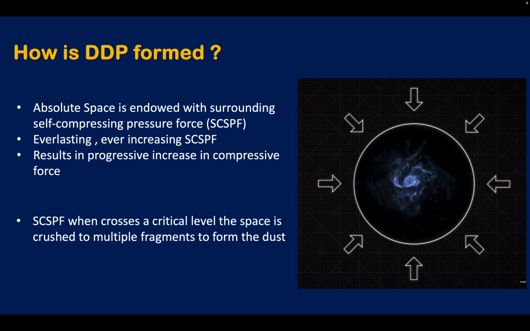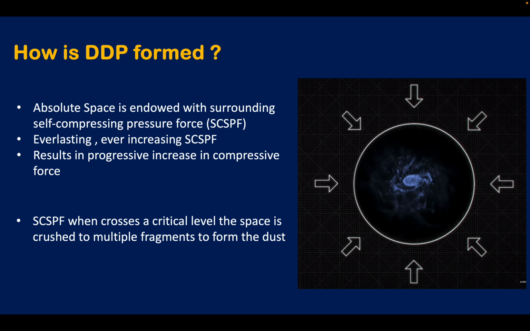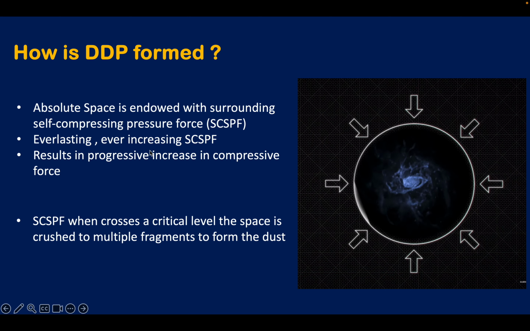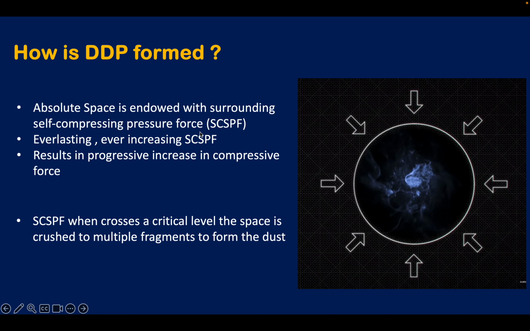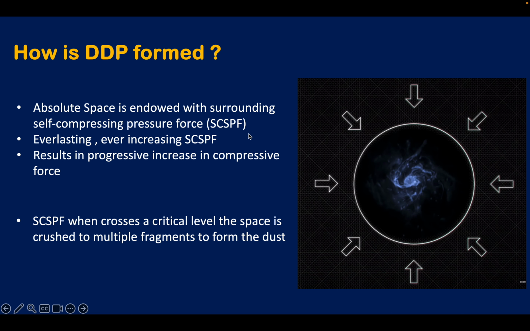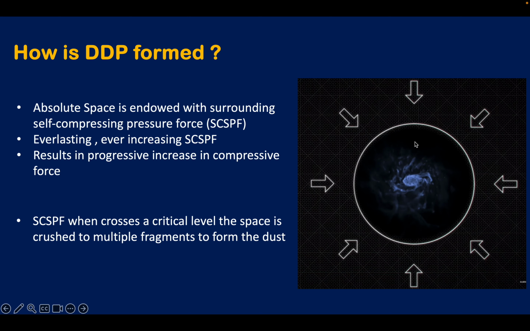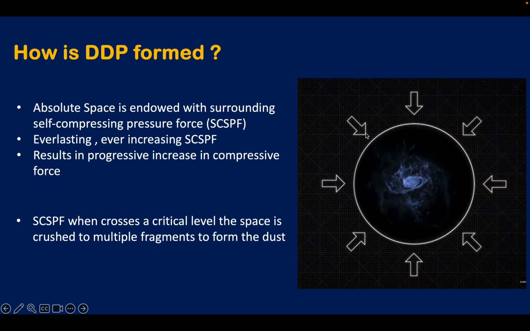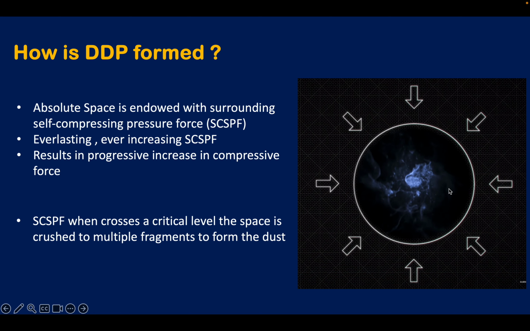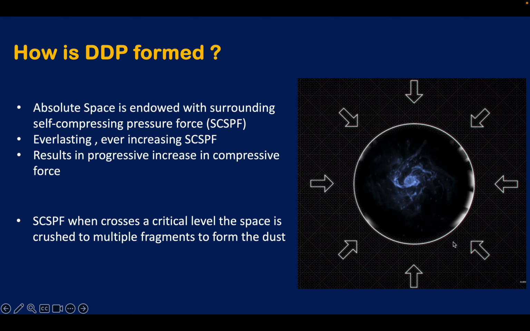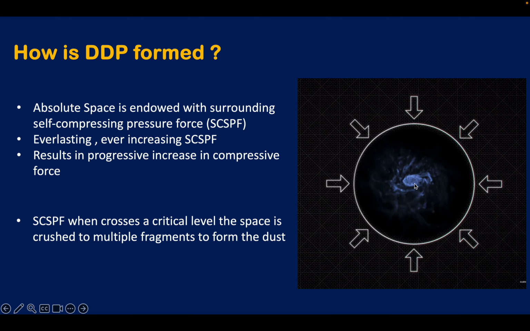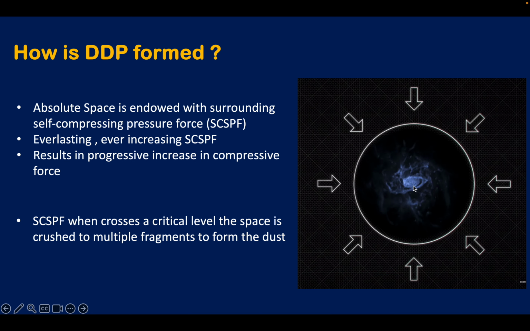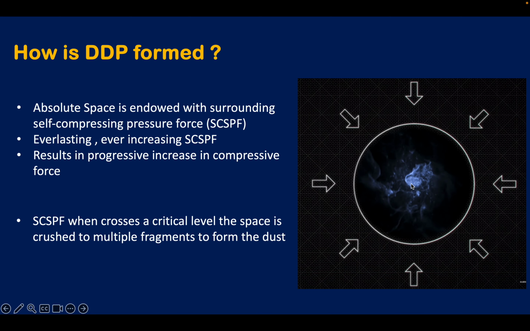How do these divine dust particles form from the absolute space? It is because of the self-compressing pressure force. In Tamil, Maharishi used to mention this as Soondaduthum Sakti. So in this animation, you can see that the absolute space is getting compressed in all the directions. It's not a flat circle, it's a sphere, and that compression results in formation of the dust particle. And since that dust particle has no imprints, we are calling it a divine dust particle.